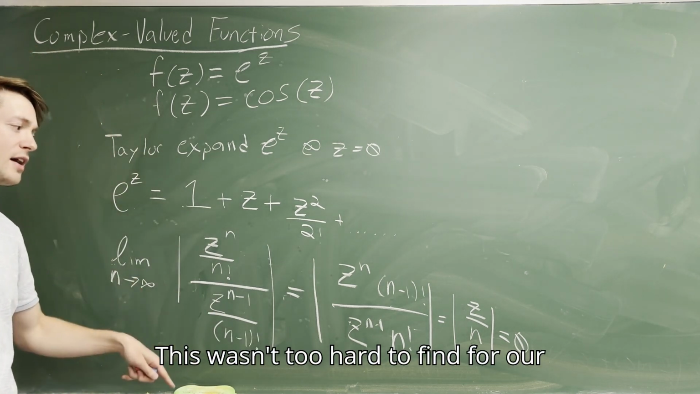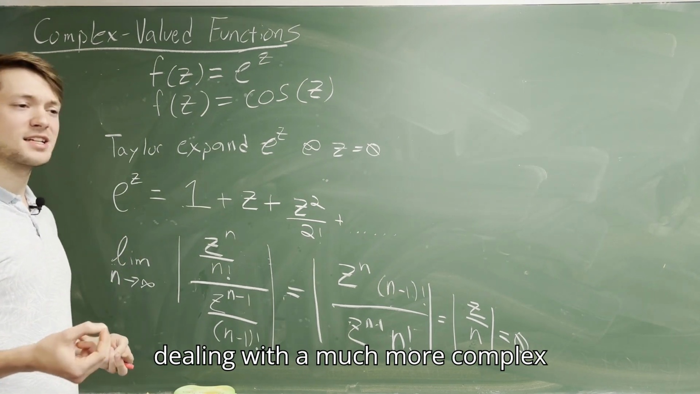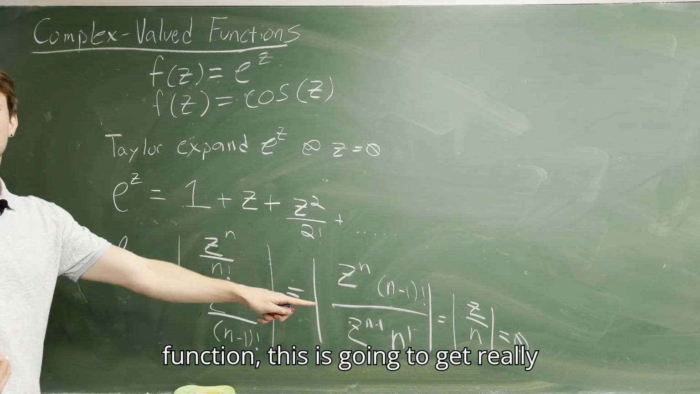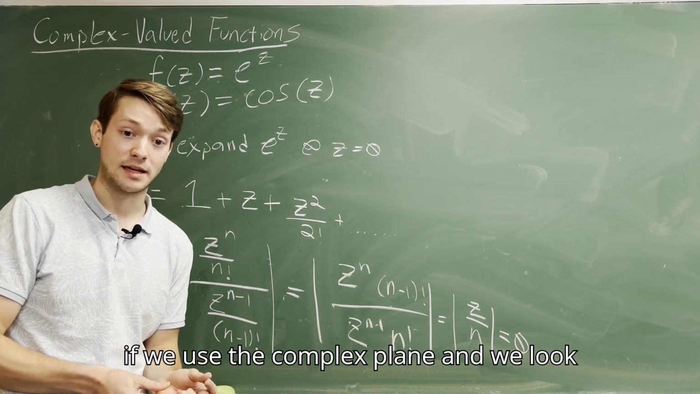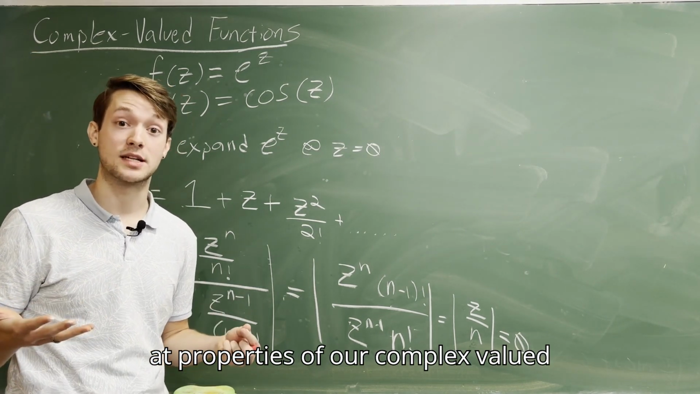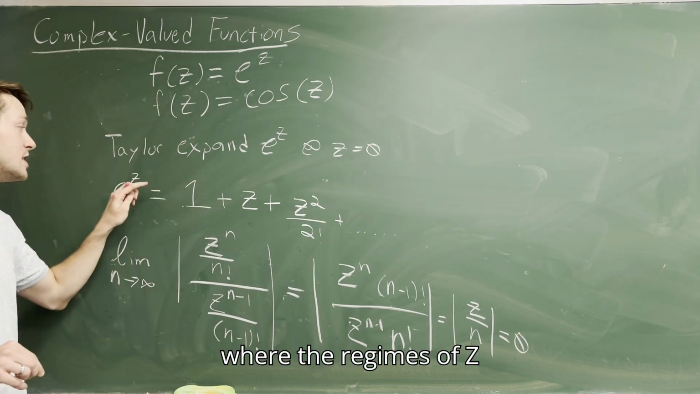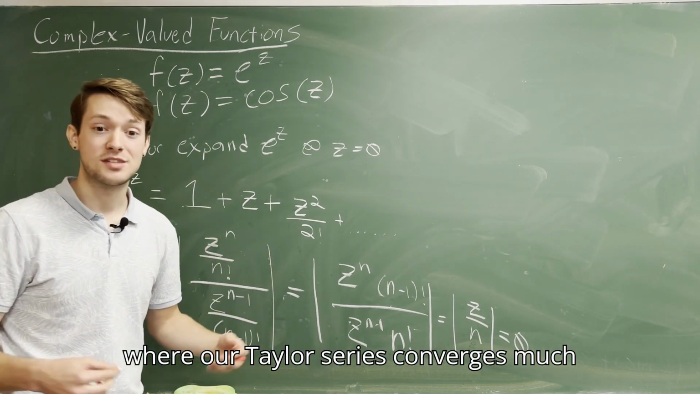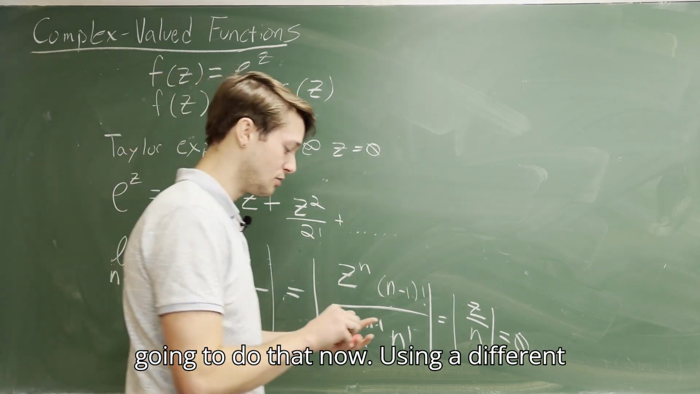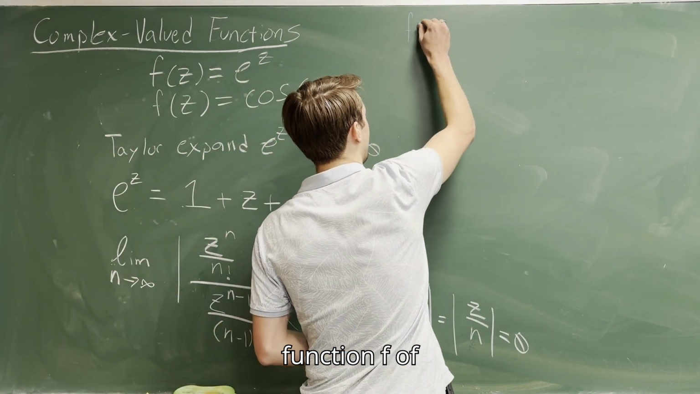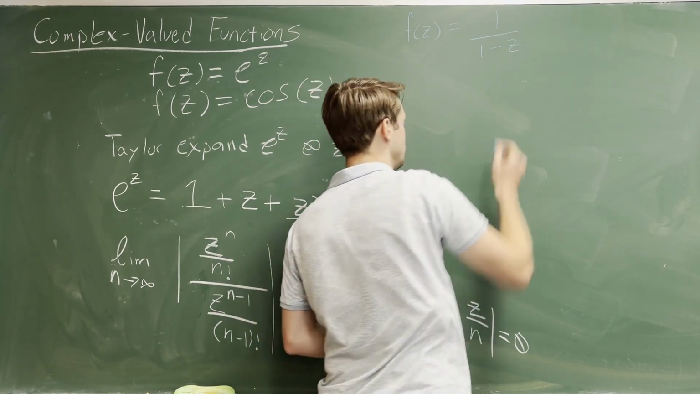This wasn't too hard to find for our simple function e to the z, but if we're dealing with a much more complex function, this is going to get really annoying to do. So it turns out if we use the complex plane and we look at properties of our complex valued function, we can find where the regimes of z, where our Taylor series converges, much more simply. So we're going to do that now using a different function, f of z equals 1 over 1 minus z.